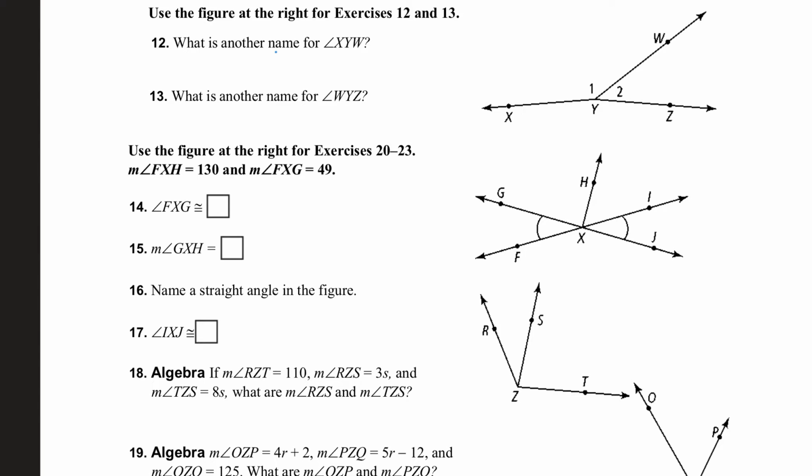Use the figure at the right for exercise 12 and 13. I'm going to do 13. What is another name for angle WYZ? We know that the vertex is Y. So another name would be, you have to change the order. We're going to start with Z now: Z, Y, W. Another name could be angle 2.